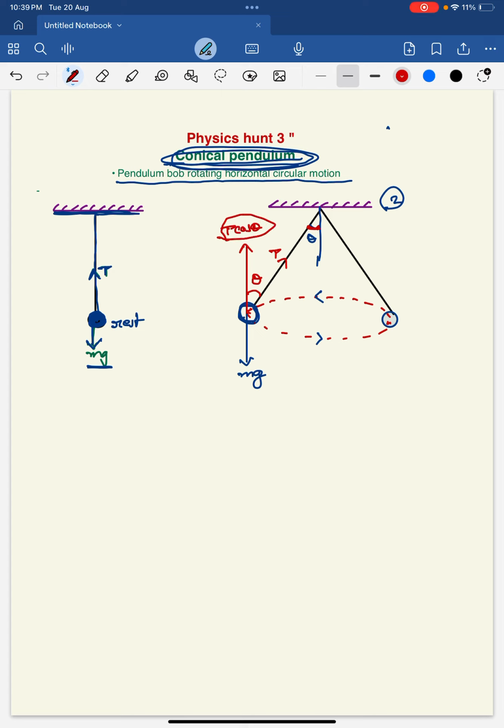The perpendicular component will be T sin theta. This T sin theta is balanced by the centrifugal force in the outward direction, that is F equal to mv square by r. By seeing this diagram we can easily understand two things: T cos theta is balanced by the weight of the object mg, and T sin theta is balanced by mv square by r.